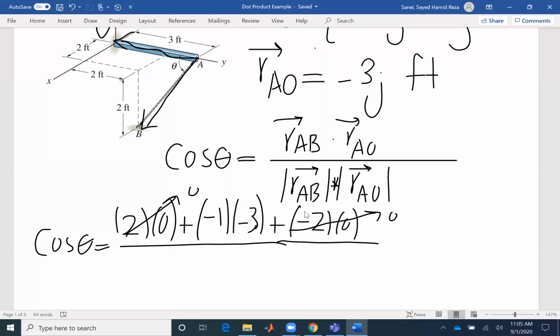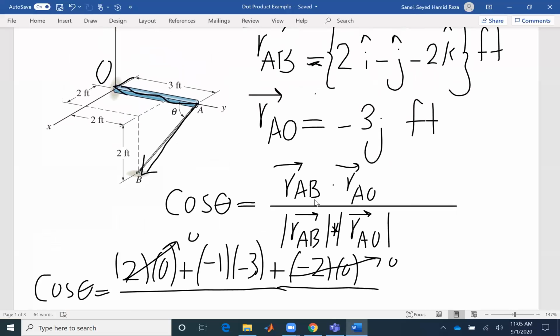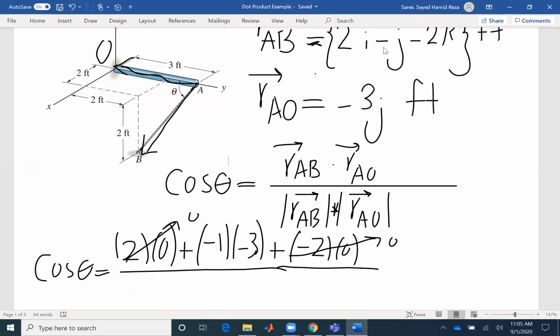Then in the denominator, I have the magnitude of AB and AO. So I have 2 squared, 1 squared, 2 squared. That would be 4, 1, 4, which is 9. So I have a square root of 9 here, and here also a square root of 9. So the numerator would be 3, and the square root of 9 would be 3. So that would be 3 times 3, so 1/3.